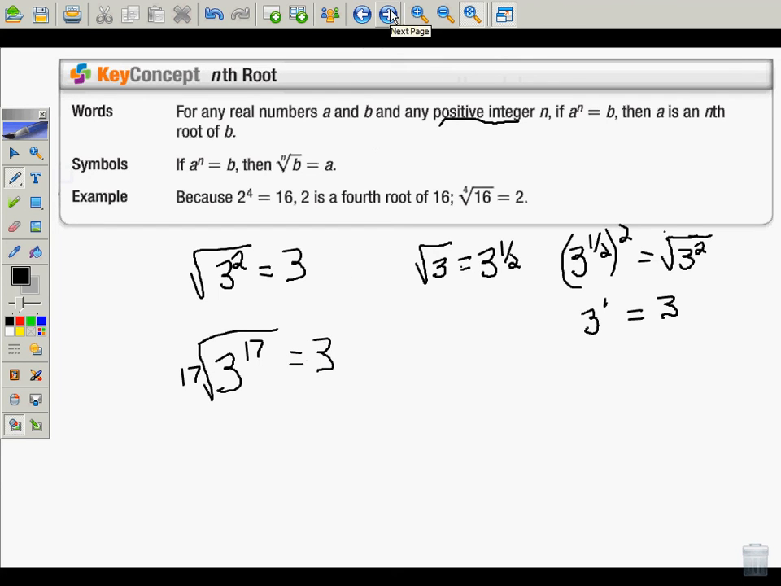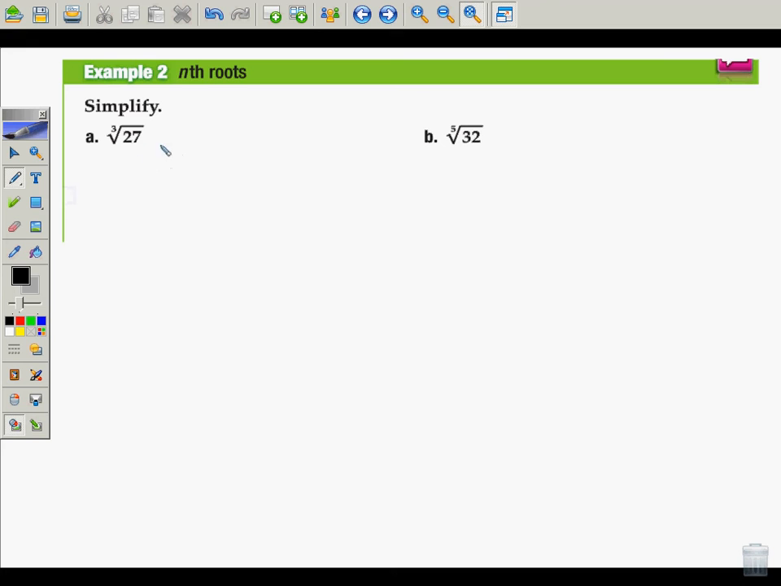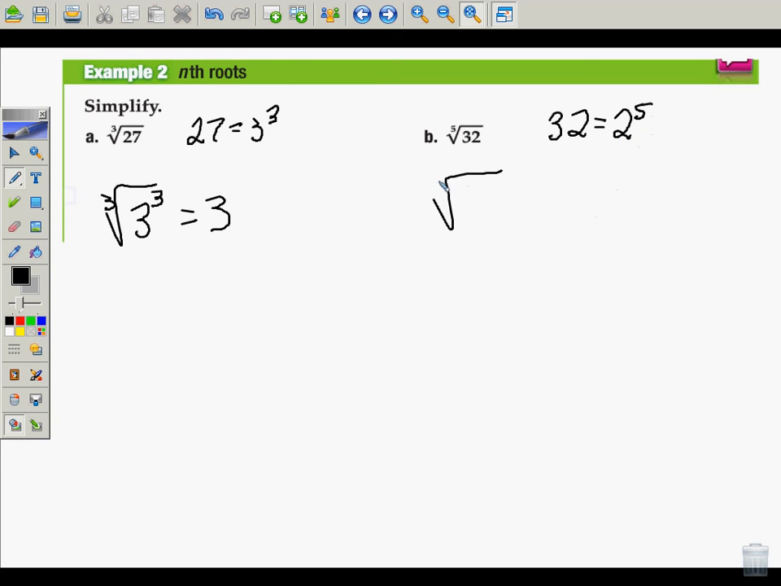So if we look here, I've got the cube root of 27. That doesn't look very obvious, but if you know that 27 equals 3 raised to the 3rd power, then you could rewrite this as the cube root of 3 to the 3rd, and we know the cube root of 3 to the 3rd has to just be 3, because the cube root of anything raised to that power is just going to be the base. Same thing over here. It's not obvious just from looking at it, but 32 is 2 raised to the 5th power. So I've got the 5th root of 2 to the 5th. Since it's the 5th root of 2 to the 5th, you can think of your exponents canceling out, and you're just left with the 2.